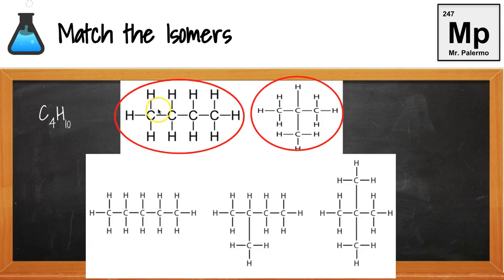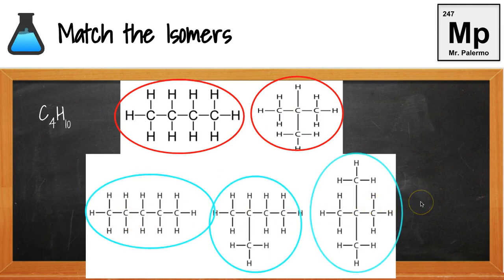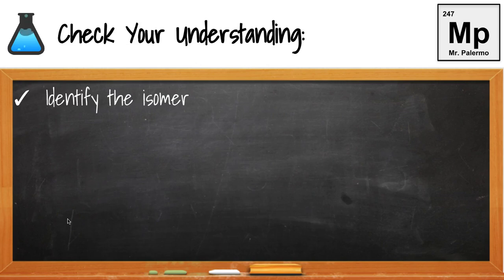So this one here, 1, 2, 3, 4, this is going to be butane. And this one here, 1, 2, 3, this is going to be 2-methyl propane. For the bottom, all 3 of these are isomers of each other. They all have the same molecular formula of C5H12. Let's check your understanding. Can you identify the isomer?